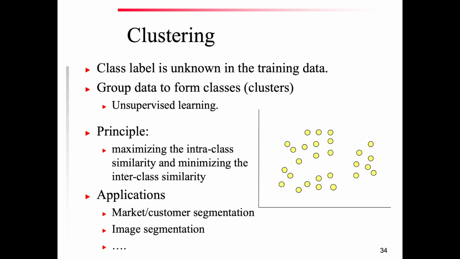So when I'm talking about intra-class similarity, I mean here: the relationship between the data that are clustered in one group. But inter-class means between two different classes. So when I say minimizing the inter-class similarity, inter-class means between this and this, between this and this, or this and this.